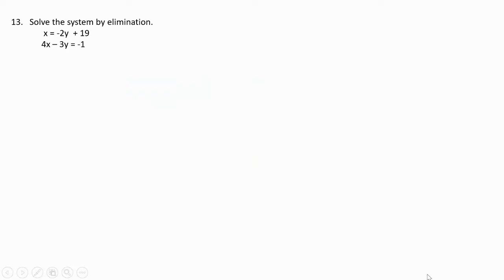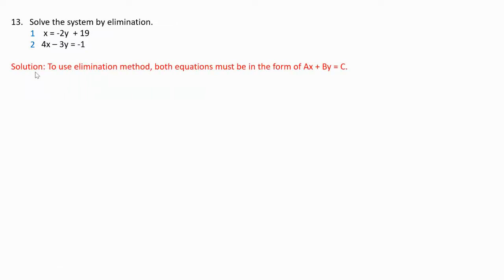Okay, now solve the system by the elimination method. So this is another way to solve the system. You can do it by graphing, by substitution, or by the elimination method. Here, they're asking to solve it by the elimination method. In order to use the elimination method, it has to be in a certain form. This is equation 1 and equation 2. Both have to be in the form ax plus by equals c. If you notice, equation 1 is not in that form. So I have to rewrite it in proper form.